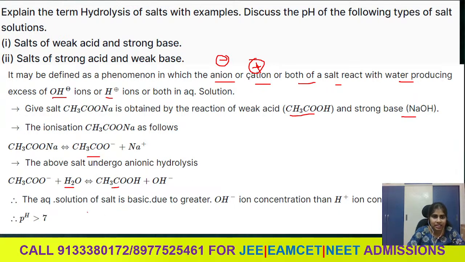So what this theory states is that the aqueous solution of the salt is basic due to OH minus ion concentration. If this OH minus concentration is more, then it acts as a base. If H plus is more, it acts as an acid. Since it is a weak acid salt, the OH minus concentration is more. So the pH value is greater than 7. If pH is greater than 7, it is basic in nature. If it is less than 7, it shows acidic nature.